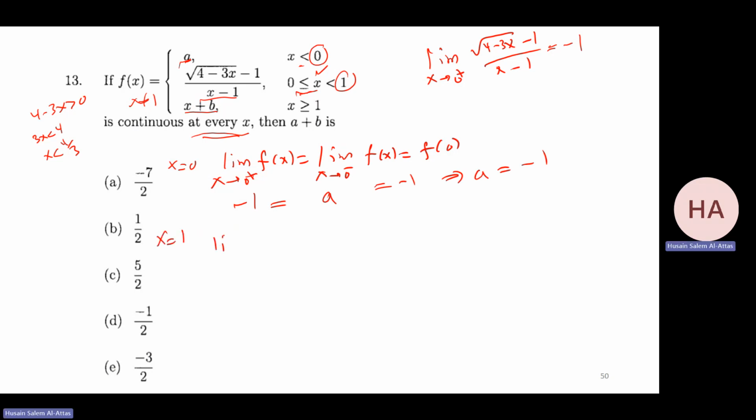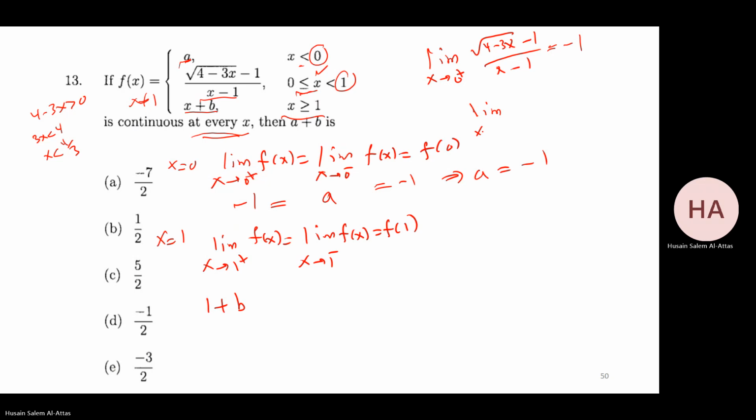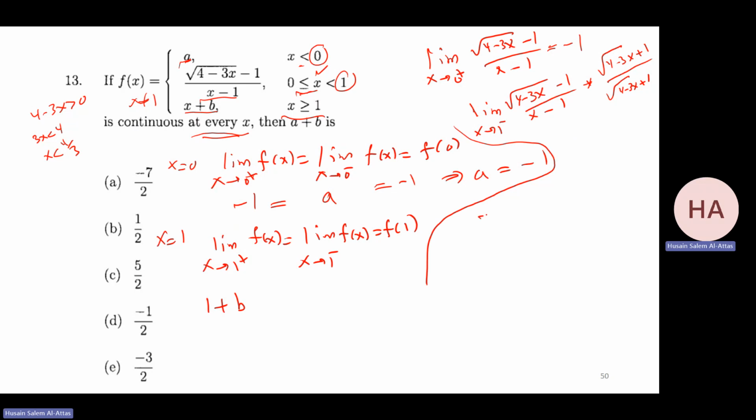Now, doing the same thing for 1. The limit as x goes to 1 from right, equals the limit as x goes to 1 from left, equals f at 1. From the right, I'm here, I have 1 plus b. From the left, we need to check this. Notice, if we substitute, we are getting 0 over 0. So we need to rationalize it and do our usual calculation. The limit as x goes to 1 from left of 4 minus 3x minus 1, over this one.